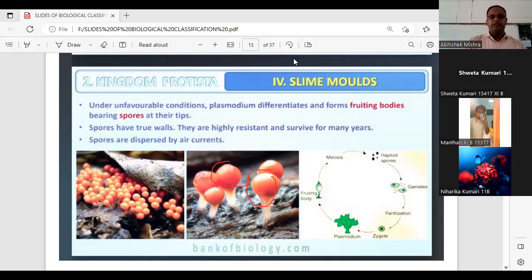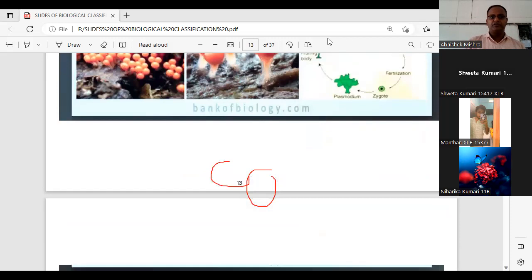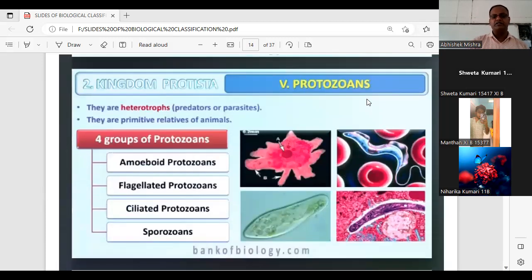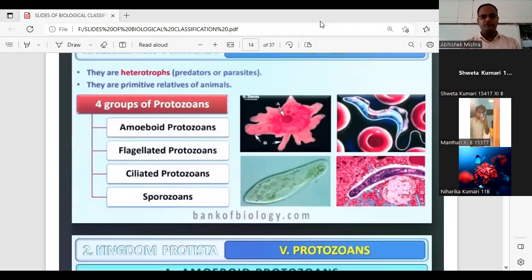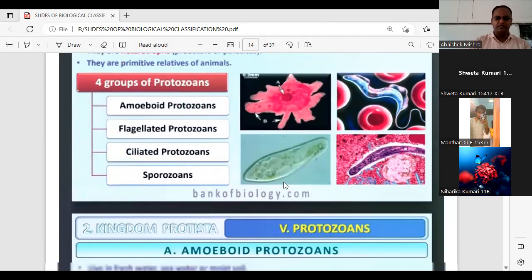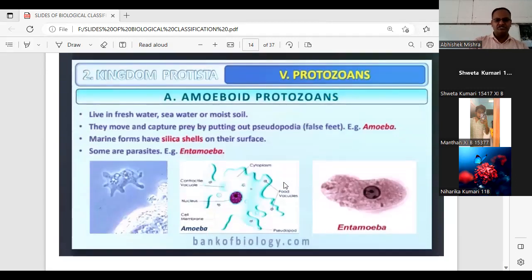Okay, fine. Now we are moving to the next group under kingdom Protista, which is the protozoans. Protozoans are heterotrophs, that is, they are predators or parasites, and they are primitive relatives of animals. Four groups of protozoans are there: amoeboid protozoans, flagellated protozoans, ciliated protozoans, and sporozoans. Now, one by one, we will see in detail what these are.